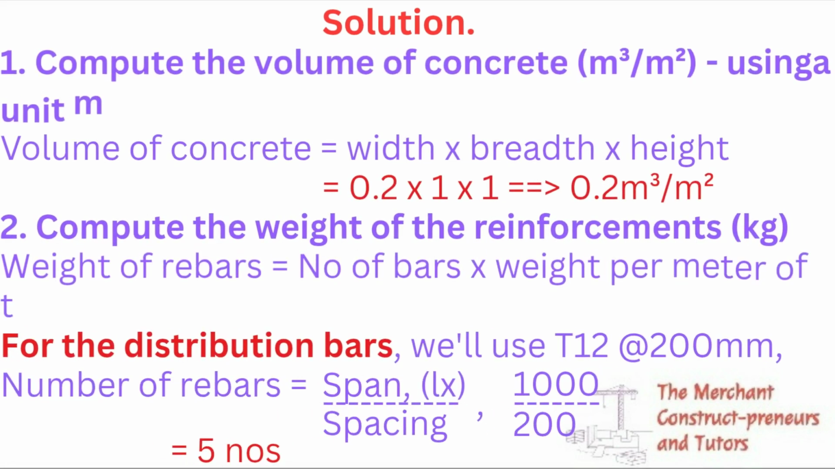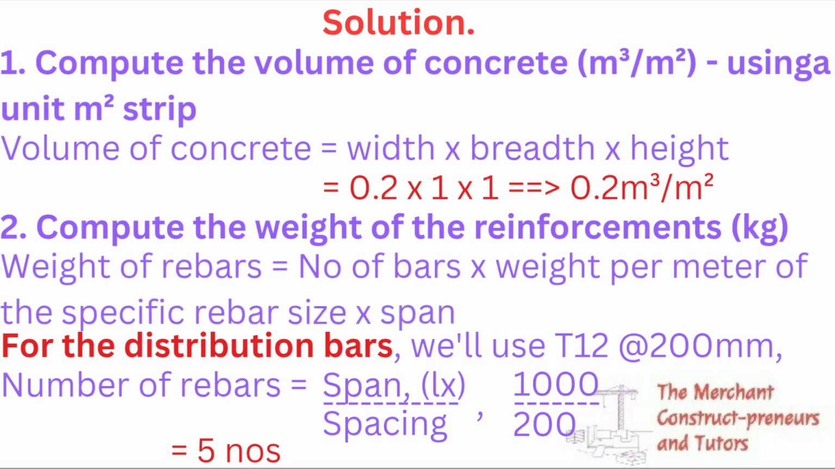So the first thing, as usual, we compute the volume of concrete. So this time should now be in meter cube per meter square, because we're taking a unit square meter. So volume will now be width times breadth times height. So the height is the 0.2, width and breadth is 1. So we have 0.2 cubic meter per square meter.